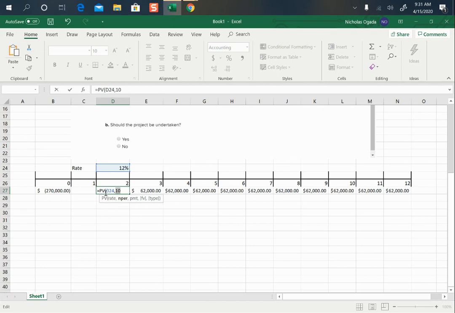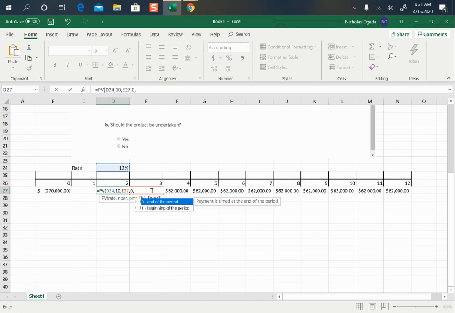Our payment is $62,000. Sorry, I think I missed something. I should have put a comma there. And then our payment is $62,000 every year for the next 10 years. And our future value is 0 because there's no future value involved here.